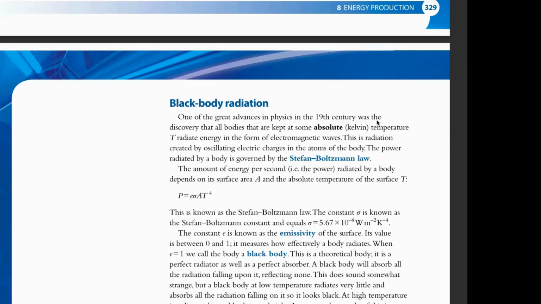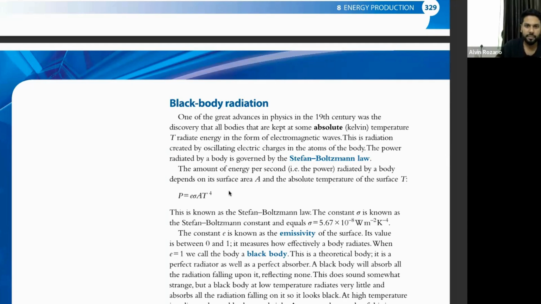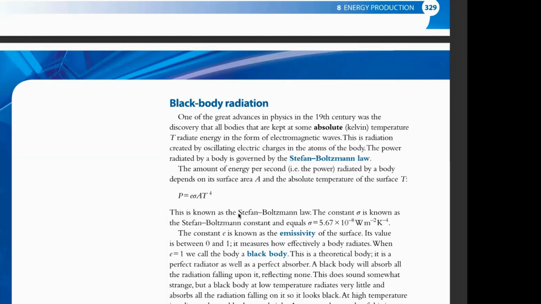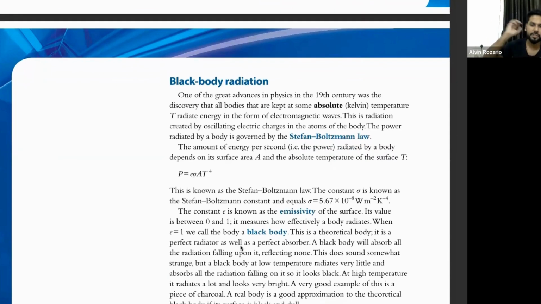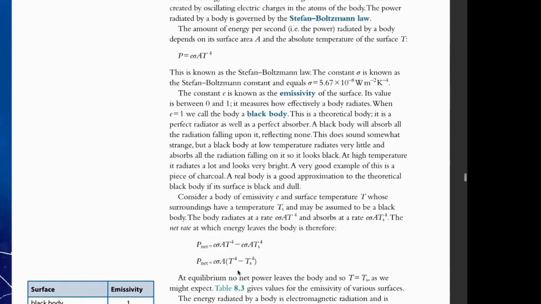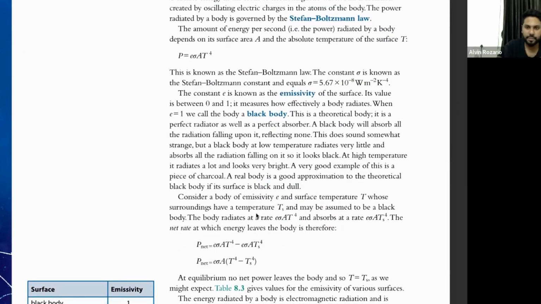And the power of radiation generated is given by Stefan Boltzmann's law, and that is the energy per second radiated by a body depends on the surface area and the absolute temperature of the surface: P is equal to e sigma A T power 4. Sigma is the Stefan Boltzmann constant, and e is called the emissivity. Emissivity of a black body is always taken as 1. So we will just write P is equal to sigma A T power 4. It's called black body radiation.